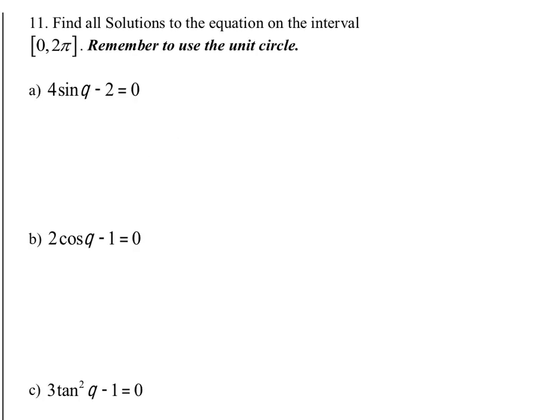For problem number 11, you're going to find all solutions to the equation on the interval. So you're going to look for values on your unit circle between 0 and 2 pi for the solutions to these equations. What we're going to do is solve these equations, and then look on our unit circle to see where that value exists.